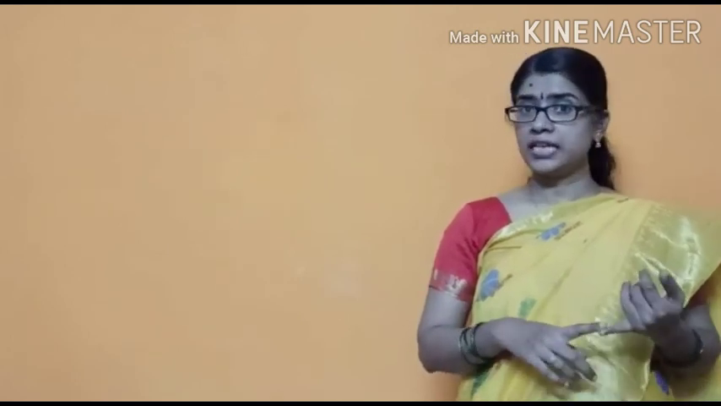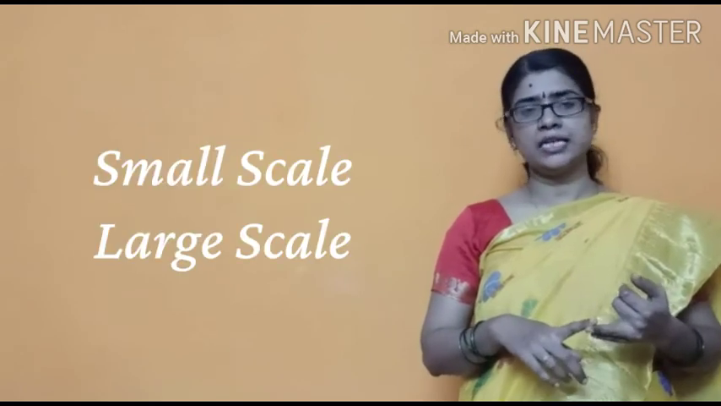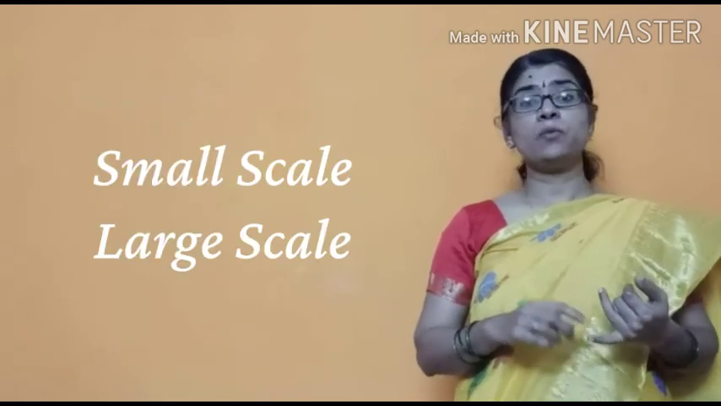There are two types of scales: small scale and large scale. Small scale shows 1 centimeter for 100 kilometers on the ground, whereas large scale shows 1 centimeter for 50 meters on the ground.